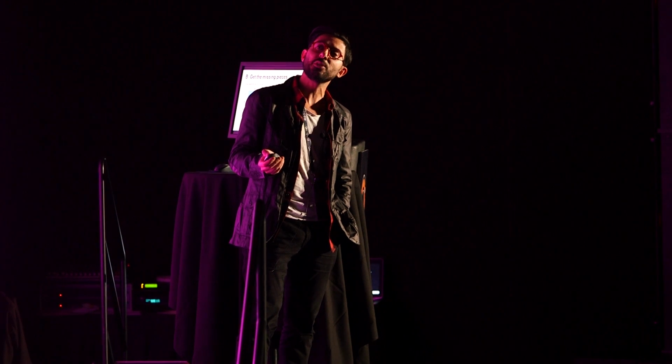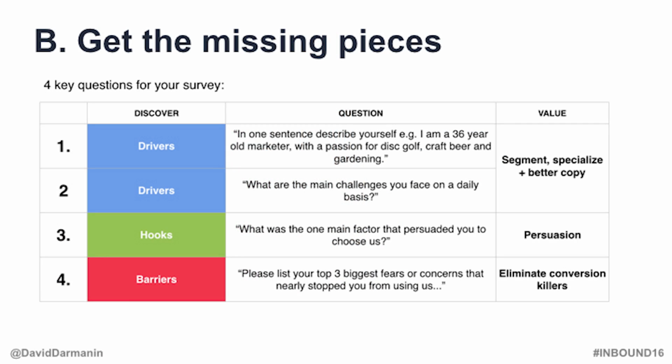And then what are the main challenges you face on a daily basis? Let's get to know these guys. Let's see what are their biggest issues. We can speak to these challenges in our copy. And then hooks. What was the one main factor that persuaded you to choose us? Right? You're going to get your secret sauce. And then please list the top 3 biggest fears or concerns that nearly stopped you from using us. You can eliminate your conversion killers.